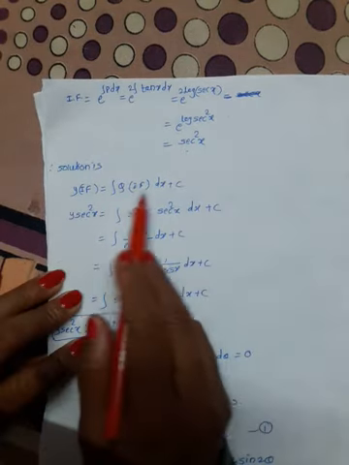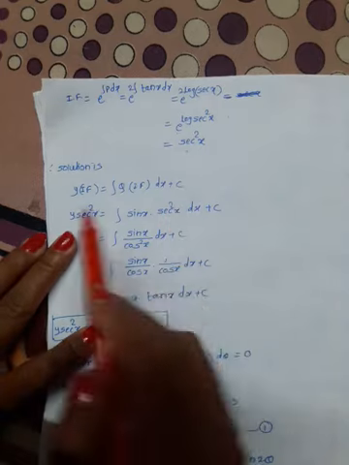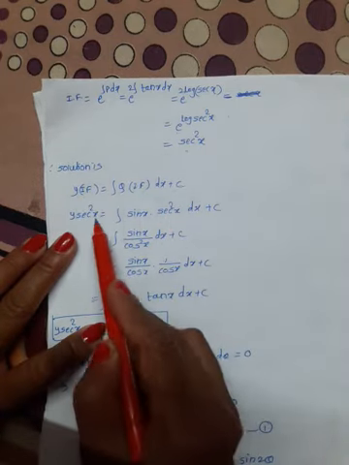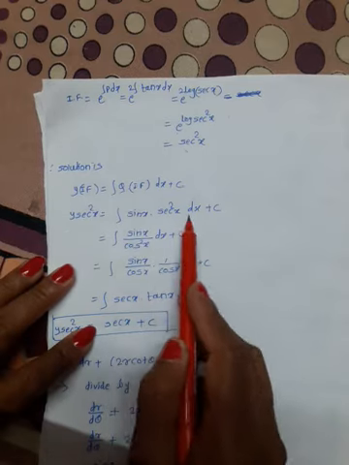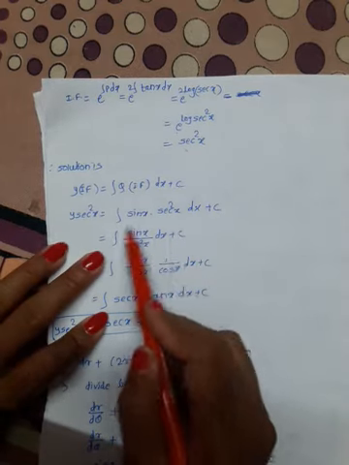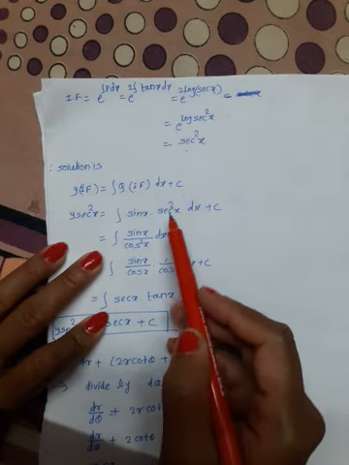Now the solution is, this is the formula for the solution of LDE. Put the values of the integrating factor here and Q, that is on the RHS side sin x, sec square x dx plus c. Okay, now we have to solve this integration.